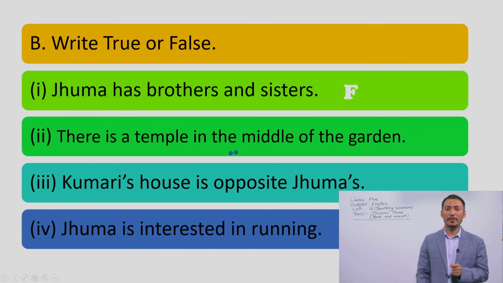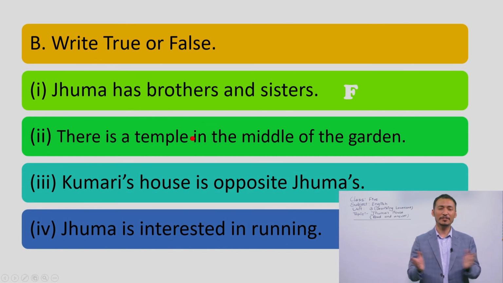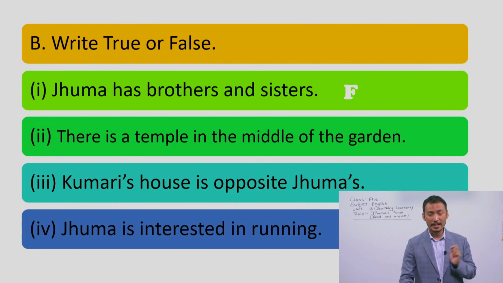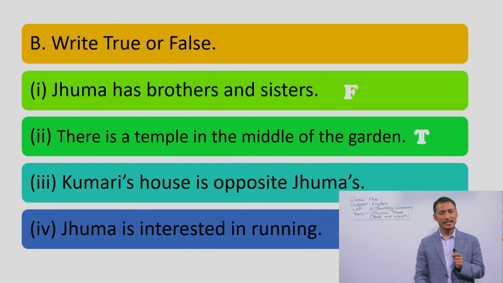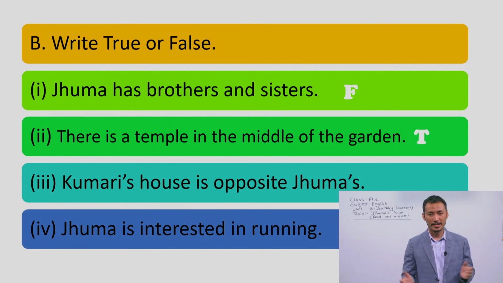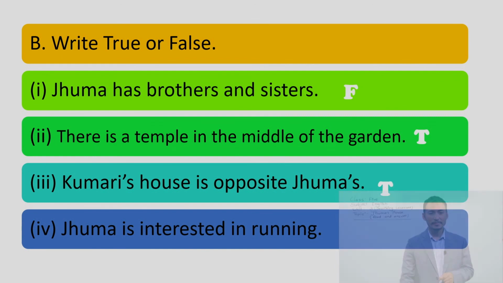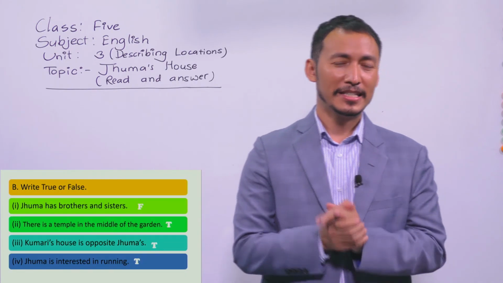Next sentence. There is a temple in the middle of the garden. Is it right? Yes, it is, because you can even see this in the picture. Okay, it's true. Kumari's house is opposite Zuma's house. This one is as well true. Zuma is interested in running. Is it true? Yes, it is true, because she likes running and jumping both. Okay, now we have come to the end of the exercises.